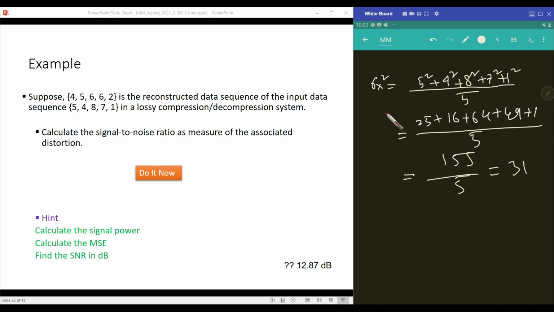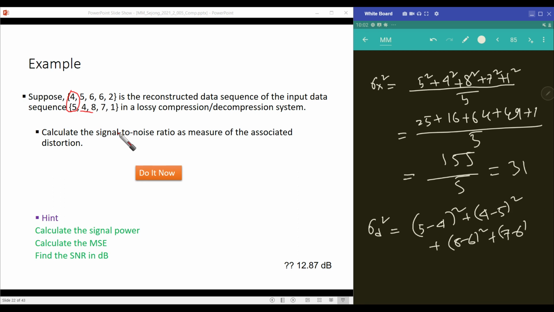Now how about the noise power? Noise power is basically sigma d square. So that is the differences between these two, and then you take a square. The difference is 5 minus 4, and you take the square of that, plus the difference between these two, again 5 minus 4, or actually 4 minus 5, and then you take the square of that, plus 8 minus 6 square of that, and then 7 minus 6 square of that, and then plus 1 minus 2 square of that, and then you divide these things by 5, right?